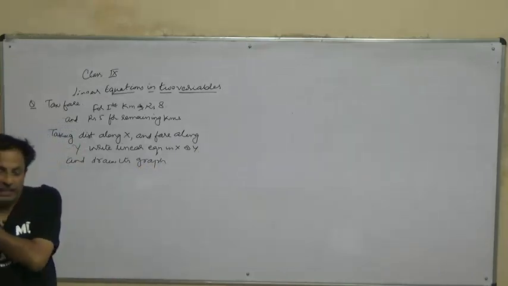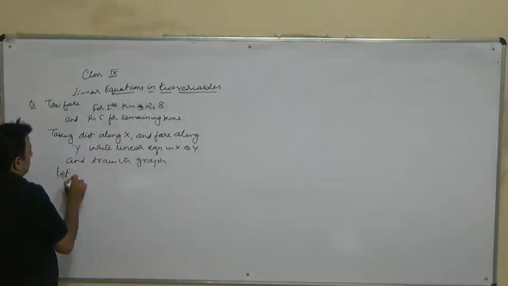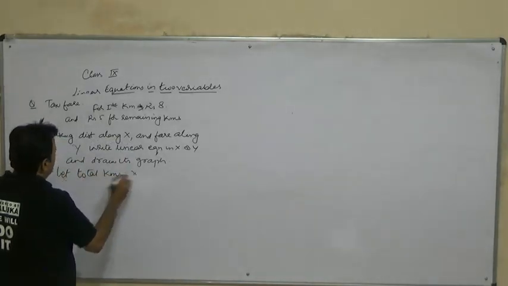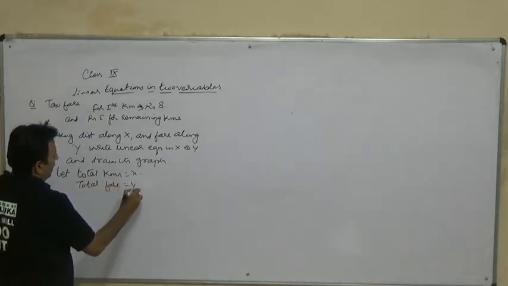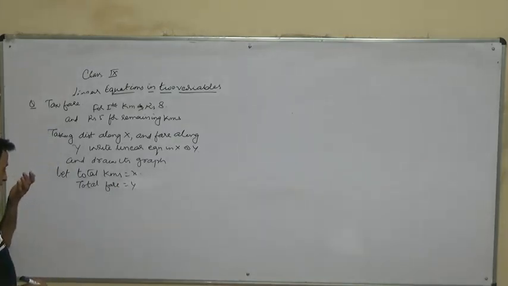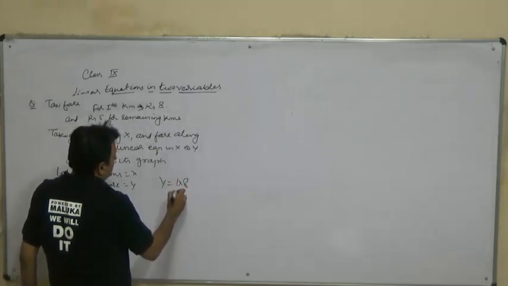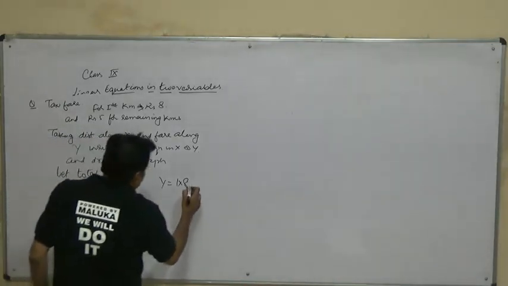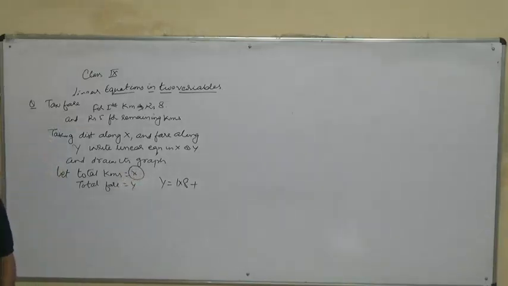What we are given is, let us assume the total kilometers are x and the total fare is y. Now we know that y will be equal to 1 into 8, because for the first kilometer the fare is 8, plus the remaining kilometers. We know that the total kilometers are x.